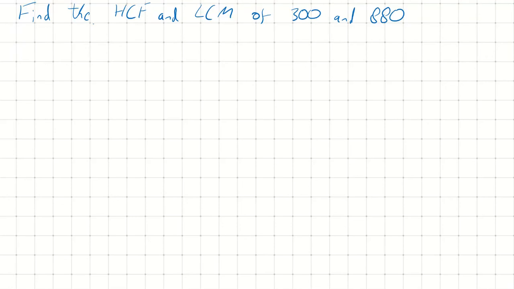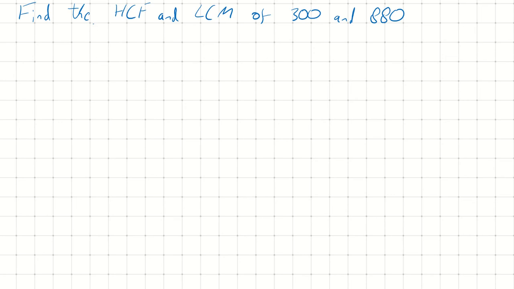So in this question, we're being asked to find the HCF, the highest common factor, and the LCM, the lowest common multiple, of 300 and 880. In some questions, you might also see GCD rather than HCF. GCD meaning greatest common divisor. It's the same thing. Okay.